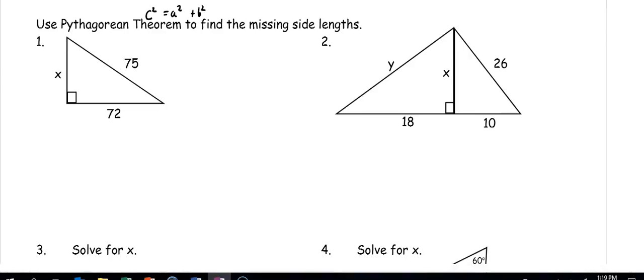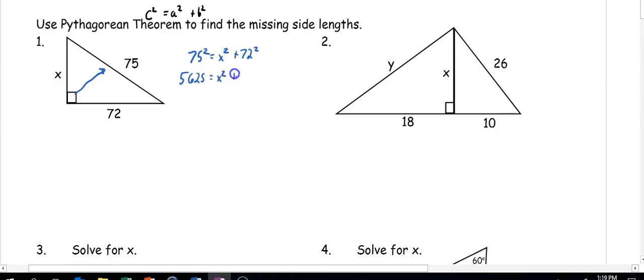So across from the right angle is our hypotenuse, which is 75. So that's going to be our c value. So we would have 75 squared equals x squared plus 72 squared. So 75 squared is 5,625 equals x squared plus 72 squared is 5,184. So to solve for x, we're going to subtract the 5,184 from both sides, and we get 441. To get x by itself, we take the square root. So x is going to be 21.